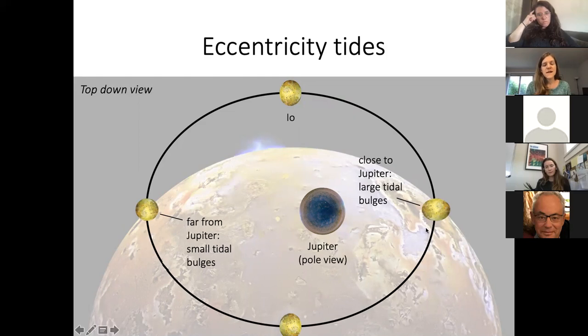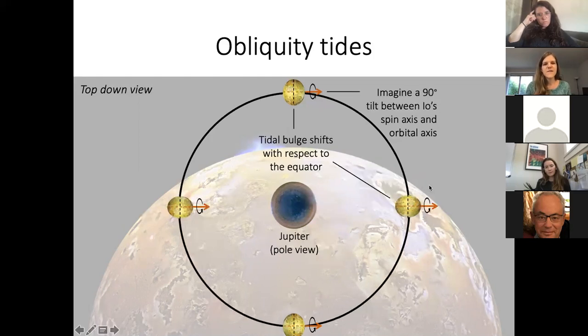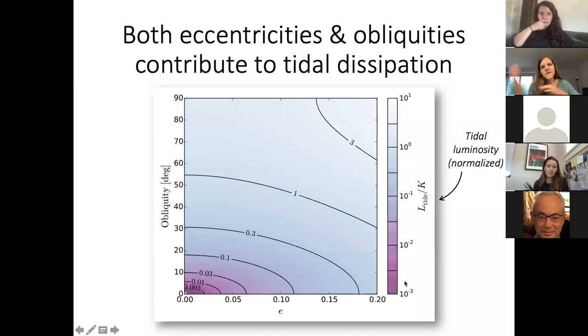So in addition to eccentricity tides, you can also have obliquity tides. And so imagine now that rather than having a forced eccentricity of its orbit, Io was forced to maintain a non-zero axial tilt, or obliquity. In this case, the orientation of the tidal bulge shifts with respect to Io's equator every orbit. And this leads to similar stresses and strains in its interior, which can lead to tidal heating. So both eccentricity tides and obliquity tides contribute to tidal heating.